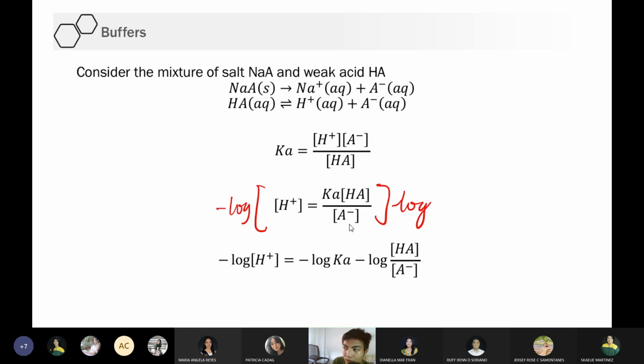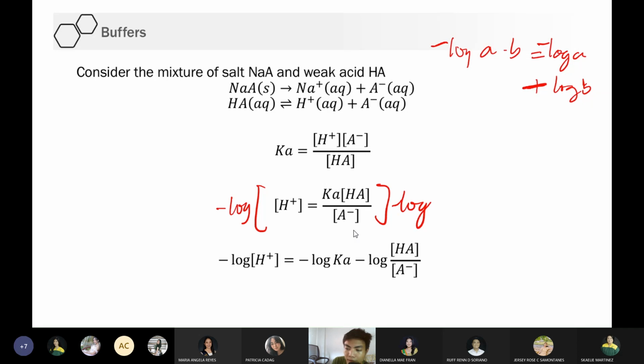Pag kinuha mo yung negative log ng both sides of the equation, so ito, magiging negative log H+ yan. Then on the right side, ano mangyayari dito? So according to the rules of logarithm, log of a times b, mag-split sila kapag nilog mo. So that will be log a plus log b. However, in our case, negative log tayo. So negative log a minus log b. Kaya nag-split yung Ka pati yung HA, kasi naka-multiply sila. So yan. So we get this and this one. So itong fraction, hindi na natin pinaghiwalay pa. Okay, so pinagsama na lang natin sila.